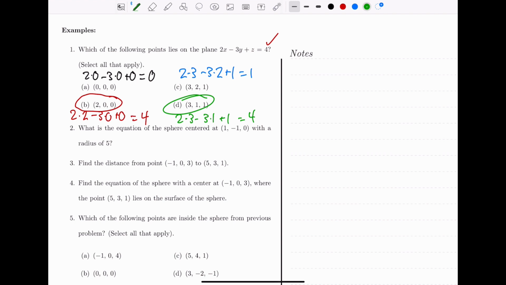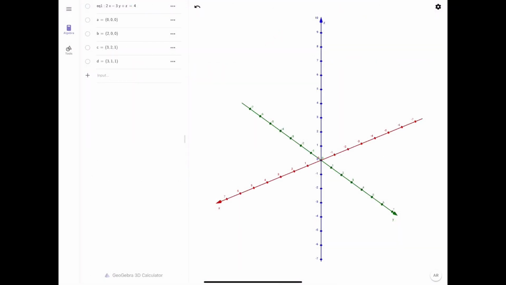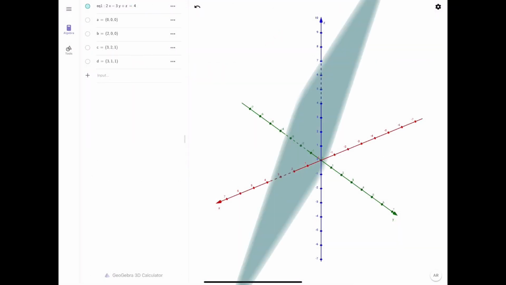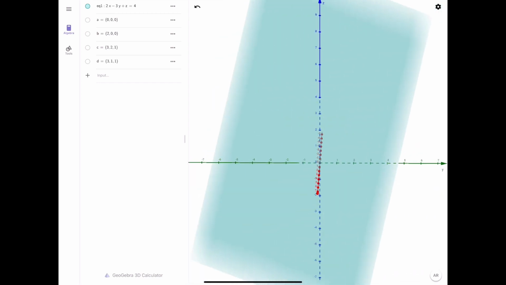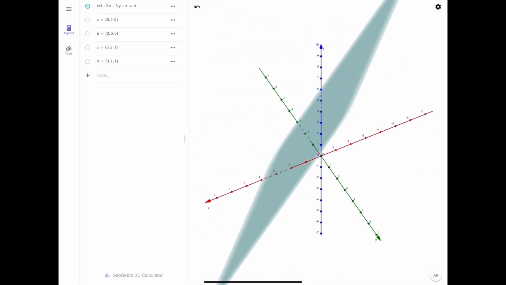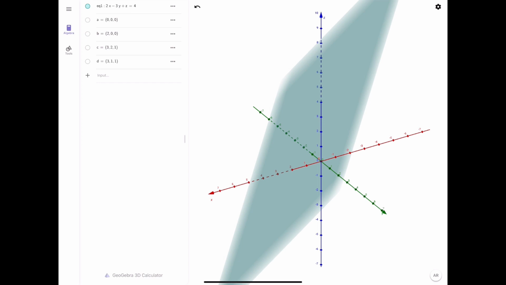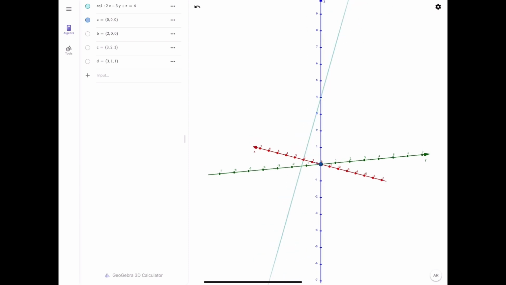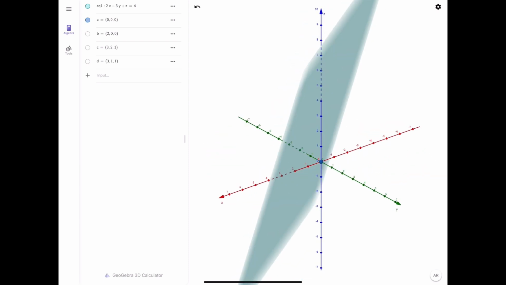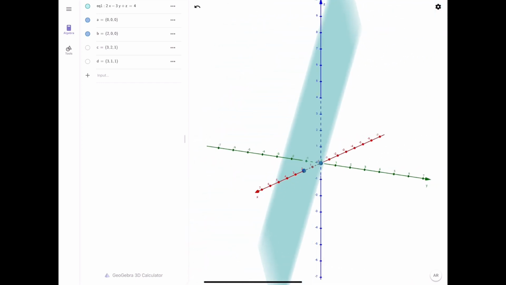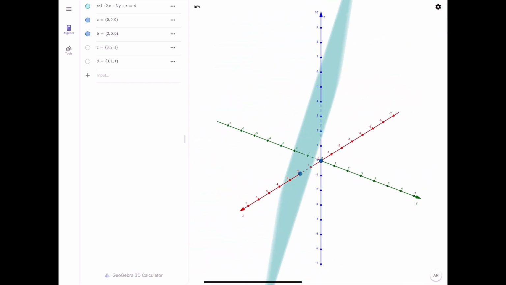Let's quickly visualize this in GeoGebra. Here's the plane with the equation 2x minus 3y plus z equals 4. That's what that plane looks like, extending infinitely in all directions. Now let's look at the different points. We had the point 0, 0, 0, and we discovered that that does not lie on the plane. So you can see there that point is not on the plane. 2, 0, 0 is on the plane. So there's that point 2, 0, 0. That's on the surface of the plane.